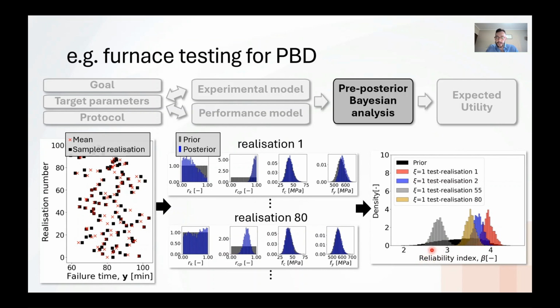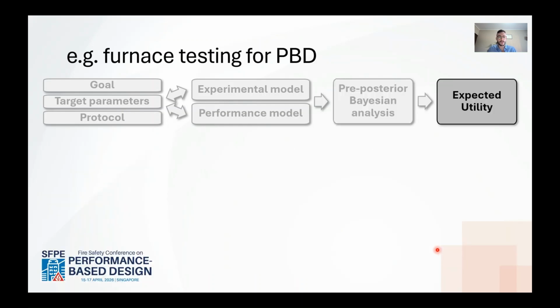Second observation, you see that for all these realizations, the distribution has shrunk, meaning that those outcomes reduce uncertainty in predicting the reliability index. So now we want some measure to understand how much this uncertainty reduced. And that's what we need to define expected utility.